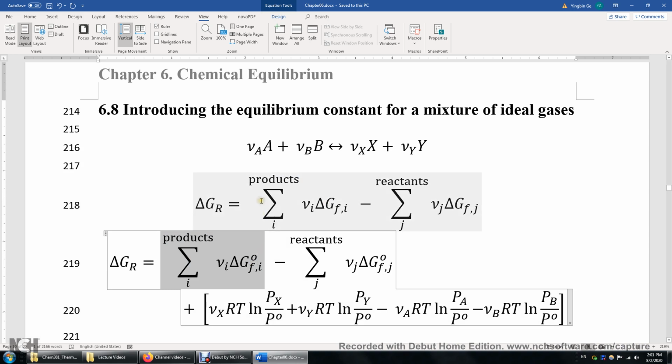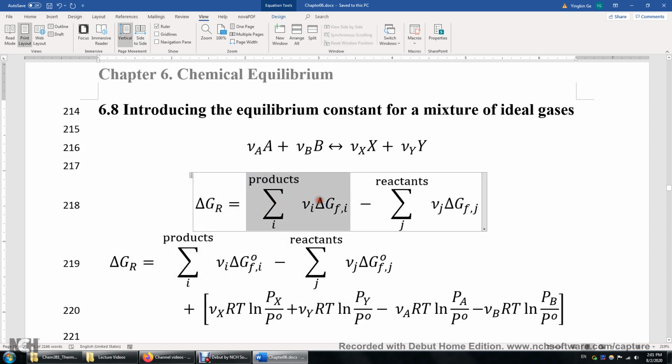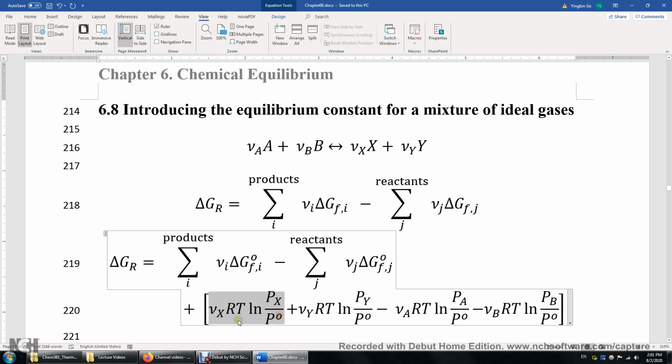However, there's a difference. Again, over here, the pressure of X is Px. Therefore, we need to include some correction here. This nu X is the coefficient, and over here, this RT ln, logarithm of the ratio of pressure, tells us the difference between the Gibbs energies when the pressure is Px versus the pressure of 1 bar. So we do the same for Y, right?